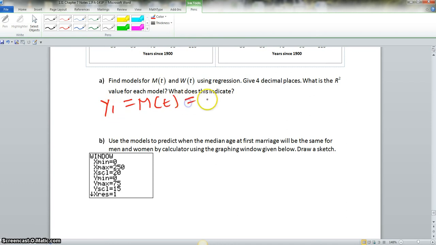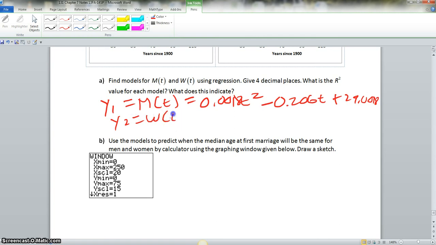So we will have 0.0018 t squared minus 0.206 t plus 29.0018. And then we will have y2, which is W of t, to give us 0.0019 t squared minus 0.2045 t plus 26.125.